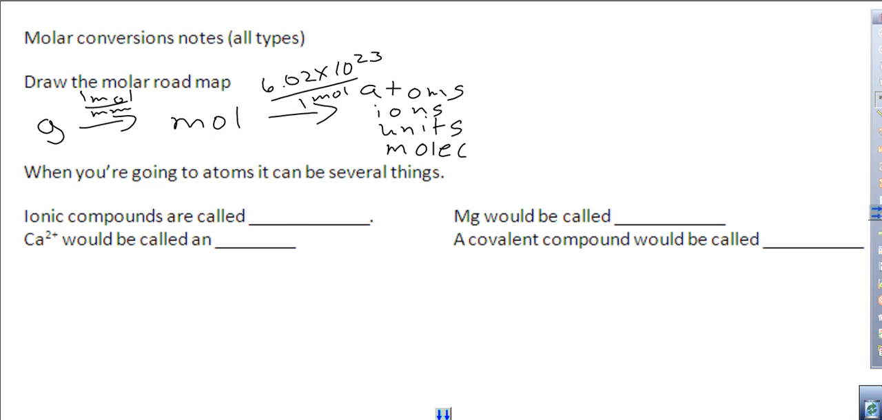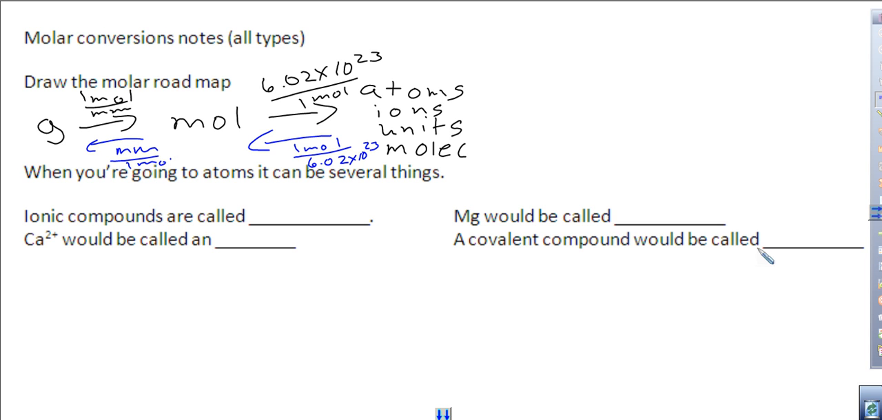Alright, now going the other way, I'm going to do this different color. Going the other way, you're going to put 1 mole on top and 6.02 times 10 to the 23rd. And then going from moles to grams, you are going to put the molar mass over 1 mole.